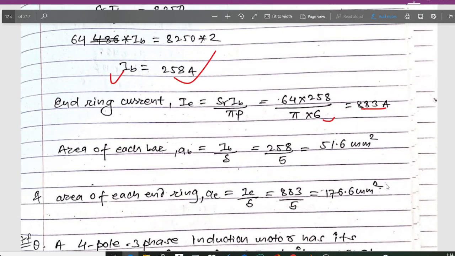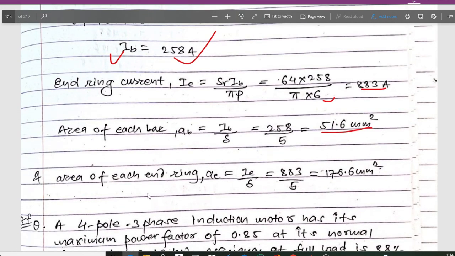Now the area of each bar, AB, will be IB upon del. We have obtained IB, and del is 5 ampere per mm square, the current density given in the question, so it is 51.6 mm square. The area of each ring will be I upon del, so 883 upon 5, which is 176 mm square.